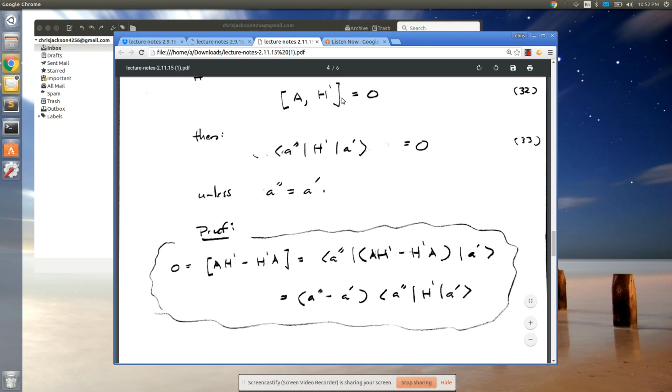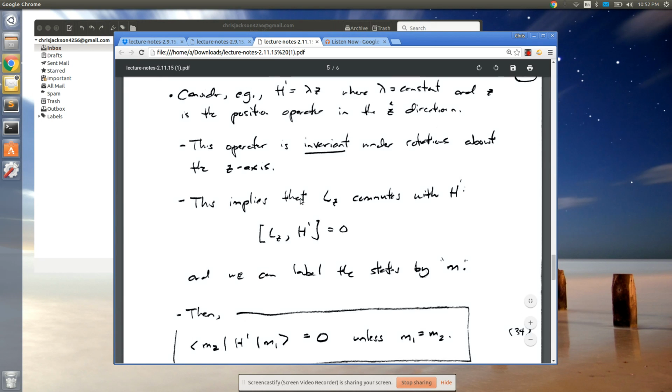Or take the commutator directly and write it out, and then hit both sides from the left and right by A double prime and A prime, right? So what happens is A can hit over here and give you an A prime, A can hit over here and give you an A double prime, and you're left with this thing, A double prime minus A prime, and then this, right? And that basically proves that this guy has to be 0 unless A double prime equals A prime.